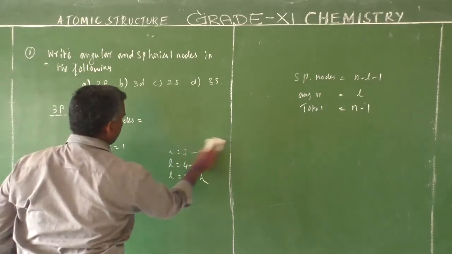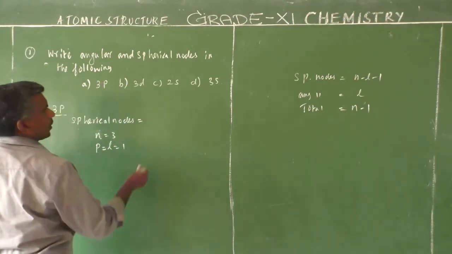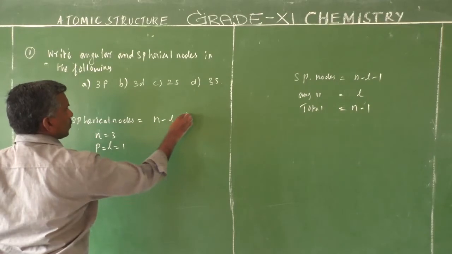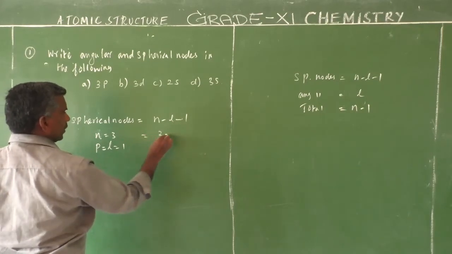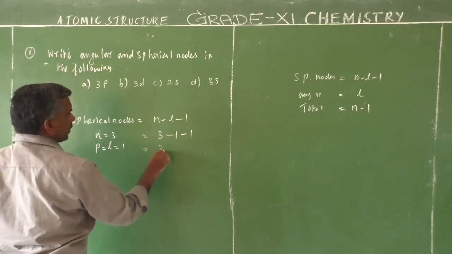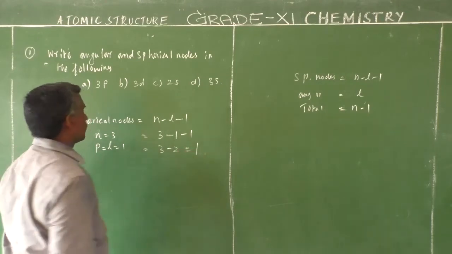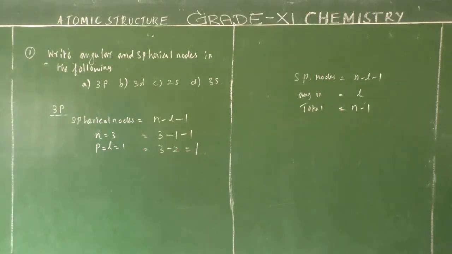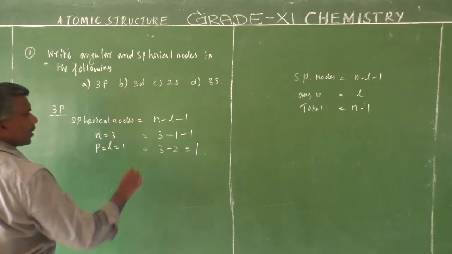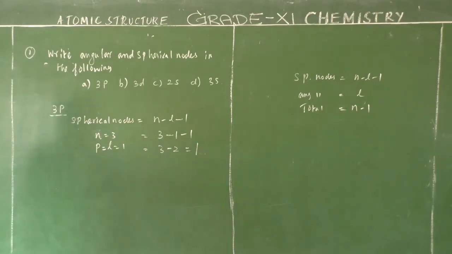Substitute in the spherical node formula, n minus l minus 1. The n value is 3, the l value is 1, so 3 minus 2 is equal to 1. There is only 1 spherical node for the 3p orbital.